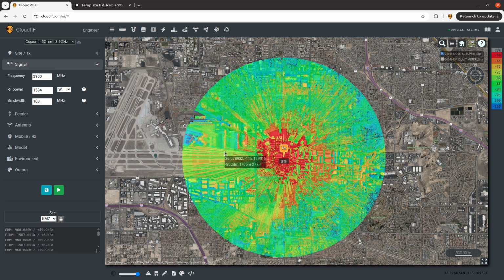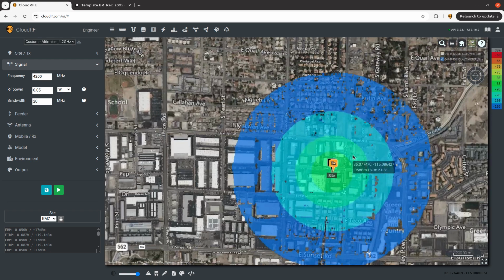It's very high powered, and we want to see how this plays with a very low powered radar altimeter system that's on board an aircraft. Now, a radar altimeter system is over 200 megahertz away, higher up the spectrum, 4.2 gigahertz. It uses 50 milliwatts of power, so very low power compared with a 5G cell, and 20 megahertz of bandwidth. And we've actually modeled one here. That's the little circle here.